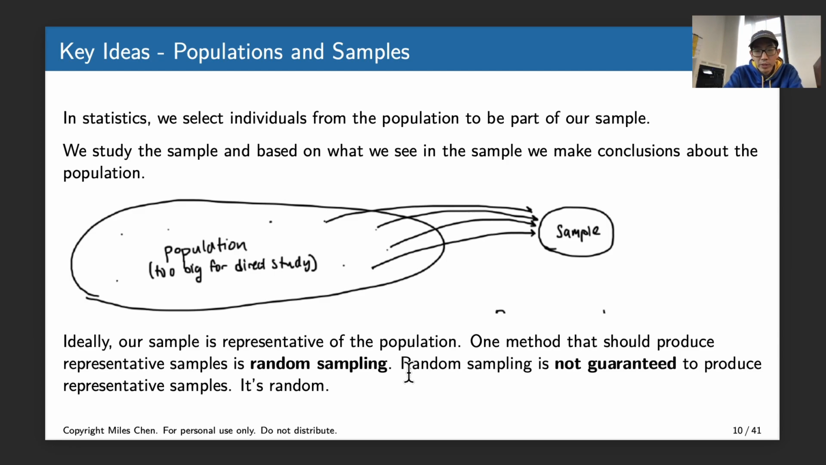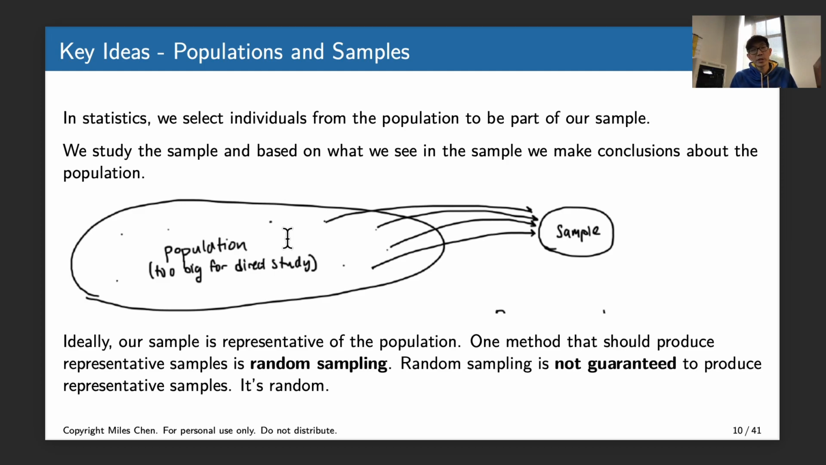So we say, well, we can't get people from the population directly. So what we will work with is a sample. This picture is supposed to show the idea of selecting individuals from the population to be part of our sample, okay? We will study the sample, and based on the sample, we're going to draw conclusions about the population. What we're hoping for is that our sample is representative of the population. We want the people that we select to study to be like a miniature version of the population, okay?